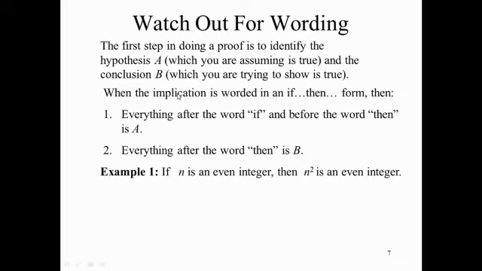N is an even integer. N is an even integer, everything between the words if and then. And what is the conclusion B? N squared is an even integer. N squared is an even integer, everything after the word then. When statements are worded in an if-then form, like I have done it here, identifying the hypothesis A and the conclusion B, I hope, is very straightforward and easy to do.